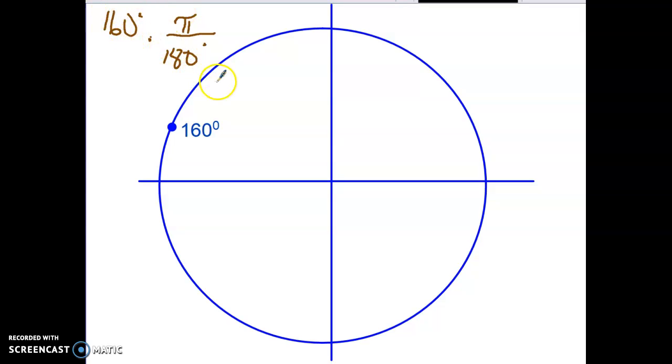So 160 and 180. Let's see what can go into both of those. I believe they're both divisible by 20. So 20 will go into 160 eight times.